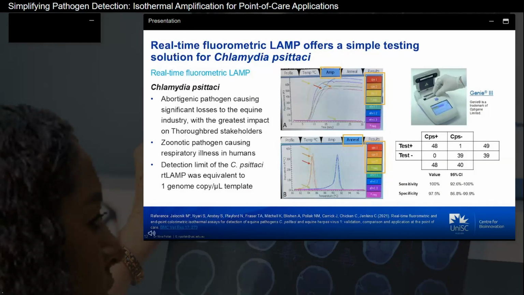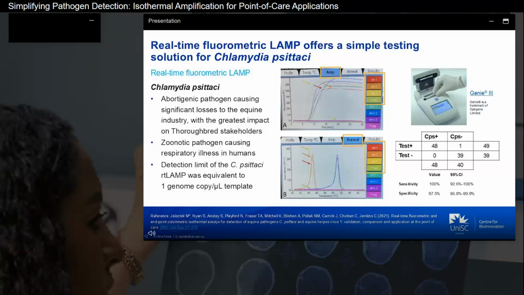The first example is a real-time fluorometric LAMP assay to detect Chlamydia psittaci, a study funded by AgriFutures Australia and supported by the University of the Sunshine Coast. Chlamydia psittaci is an abortigenic pathogen that poses significant challenges to the equine industry, particularly affecting thoroughbred stakeholders. It also represents a zoonotic risk as it can cause respiratory illness in humans.